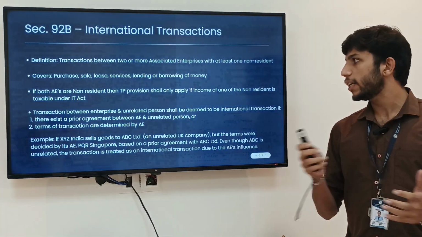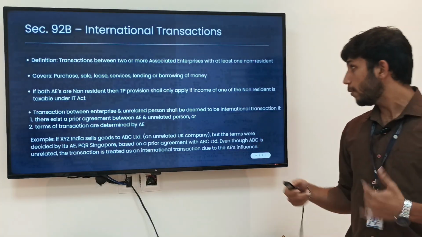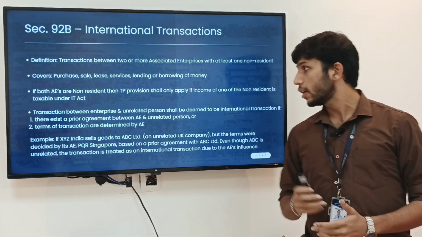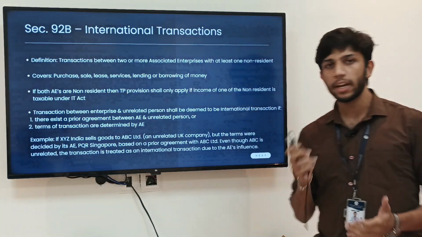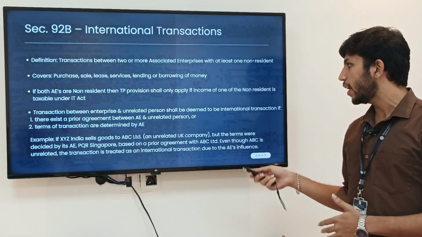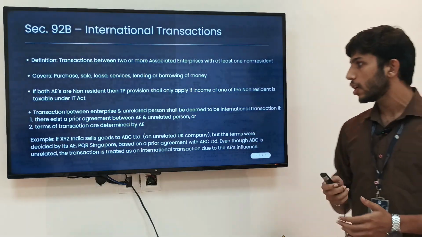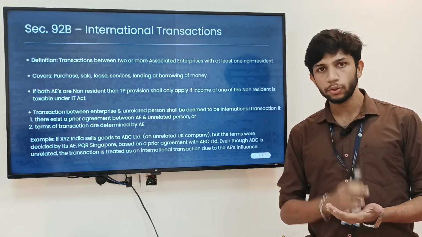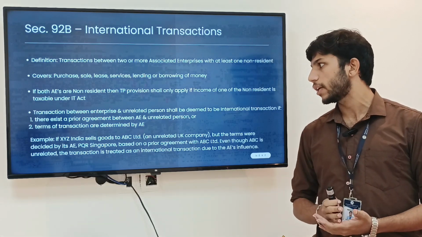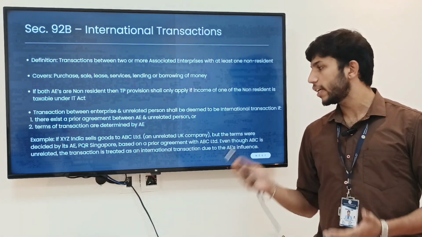If both associated enterprises are non-resident, then the transfer pricing provision shall apply if the income of one of the non-residents is taxable under the Income Tax Act in India. A transaction between an enterprise and an unrelated person shall be deemed to be an international transaction if there exists a prior agreement between the associated enterprise and the unrelated party, and the terms of the transaction are determined by the associated enterprise.